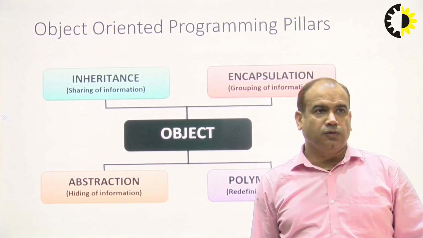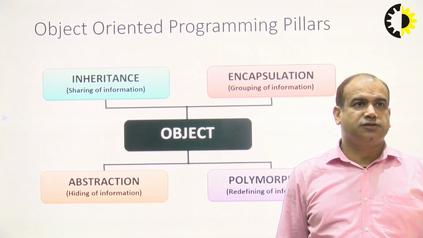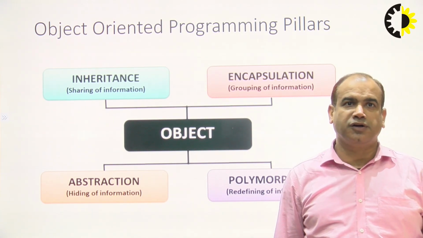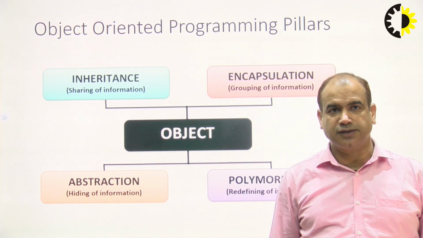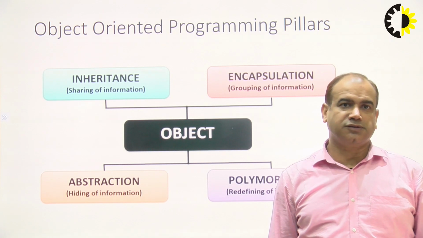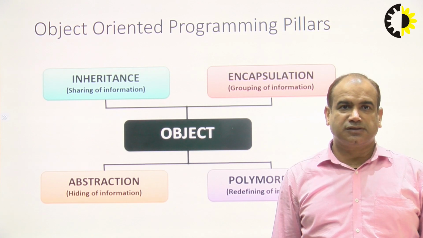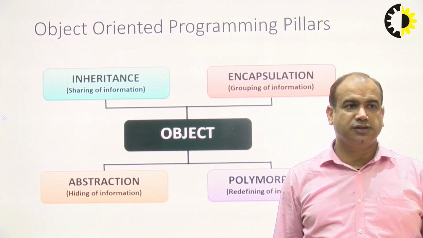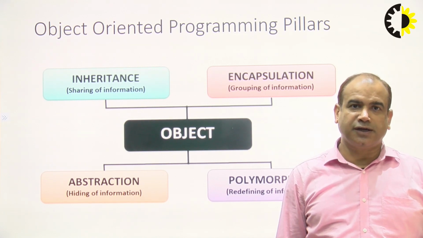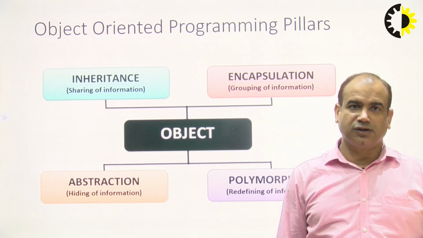Before starting inheritance, first I would like to discuss object-oriented programming concepts, or pillars. Basically, there are four major pillars of object-oriented programming. First is inheritance, second encapsulation, third abstraction, fourth polymorphism. Inheritance means sharing of information, or we can say code reusability.